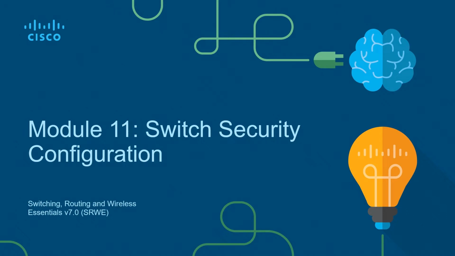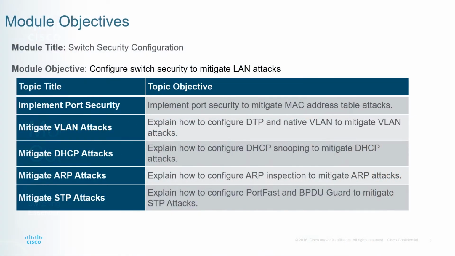This is Module 11 entitled Switch Security Configuration. In this module, we'll implement port security to mitigate MAC address table attacks. We'll explain how DTP and native VLAN to mitigate VLAN attacks. We'll explain how to configure DHCP snooping to mitigate DHCP attacks. We'll configure ARP inspection to mitigate ARP attacks and configure PortFast and BPDU guard to mitigate the STP attacks.